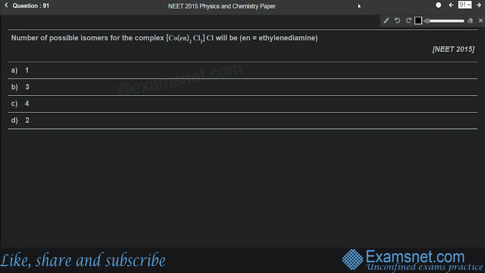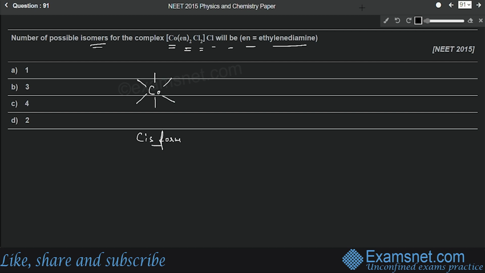Now the last question is: number of possible isomers for the complex [Co(en)2Cl2]Cl will be. en means ethylene diamine. So let's check. This is cobalt. We know that cobalt can form 6 bonds: 1, 2, 3, 4, 5, 6. Now first we'll try the cis form. In cis form, similar groups are present adjacent to each other.